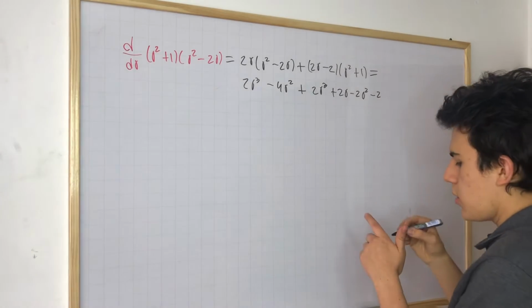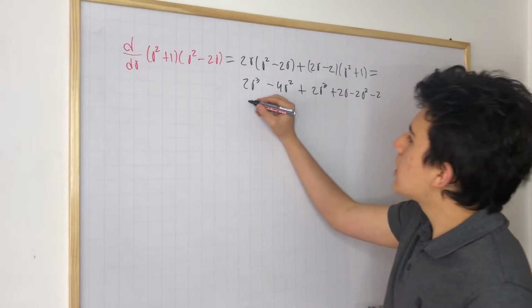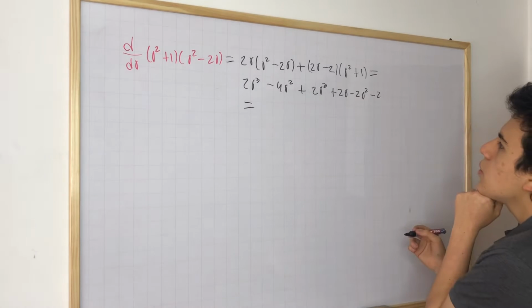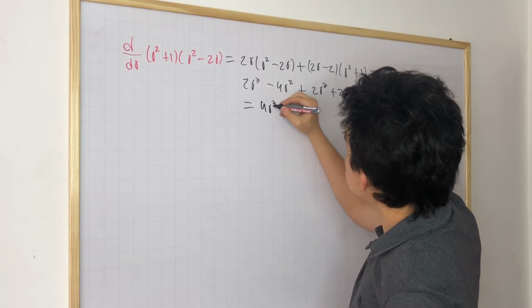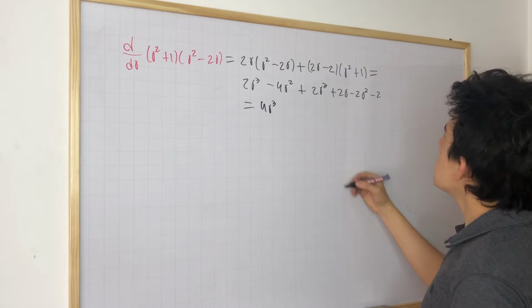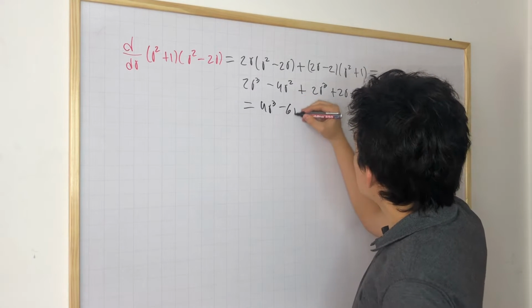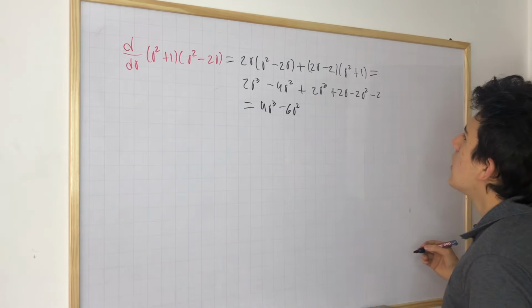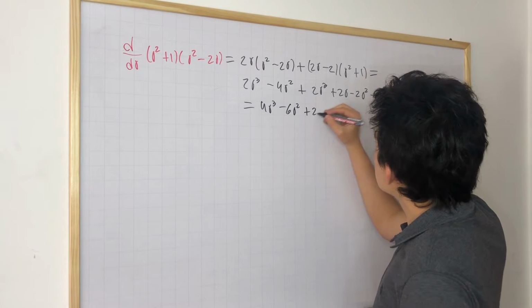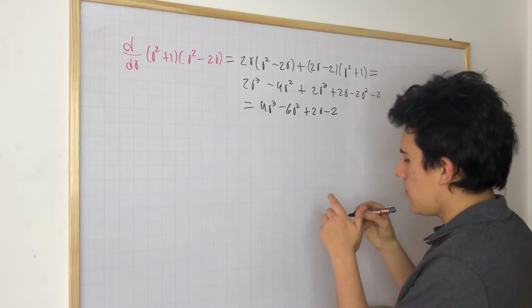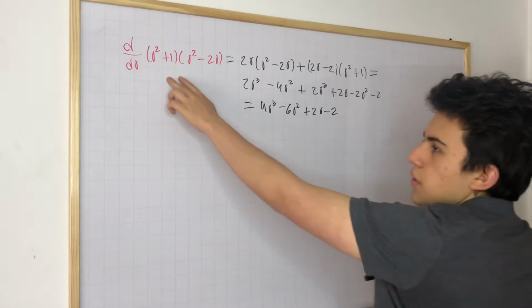Okay, this is how much we get. And now let's see what we can combine here. So we're gonna have 4r cubed minus 6r squared, and now plus 2r minus 2. Okay, so this is the derivative for this function.